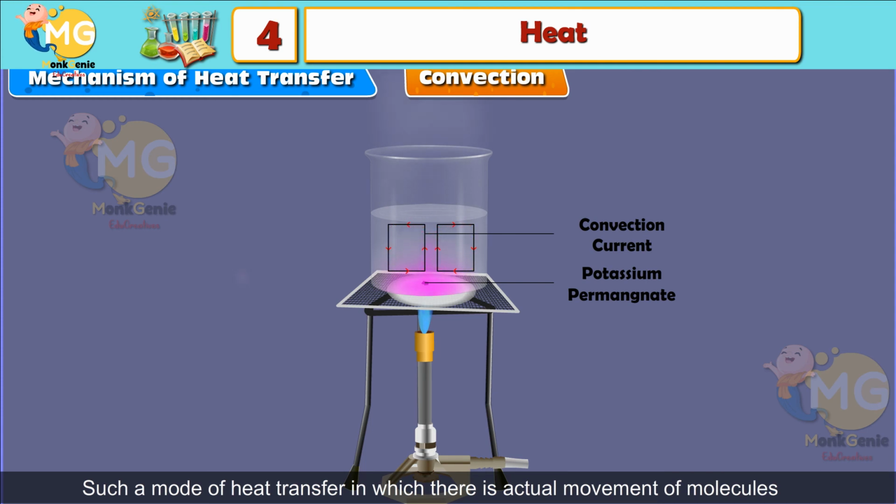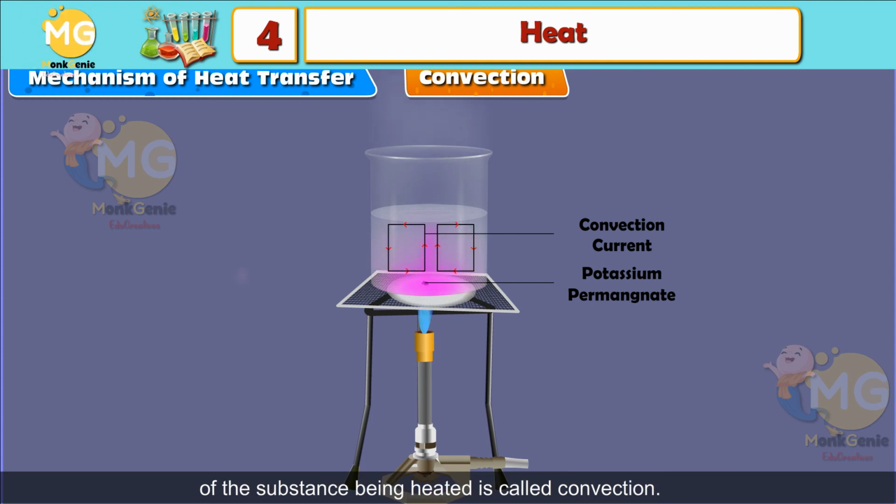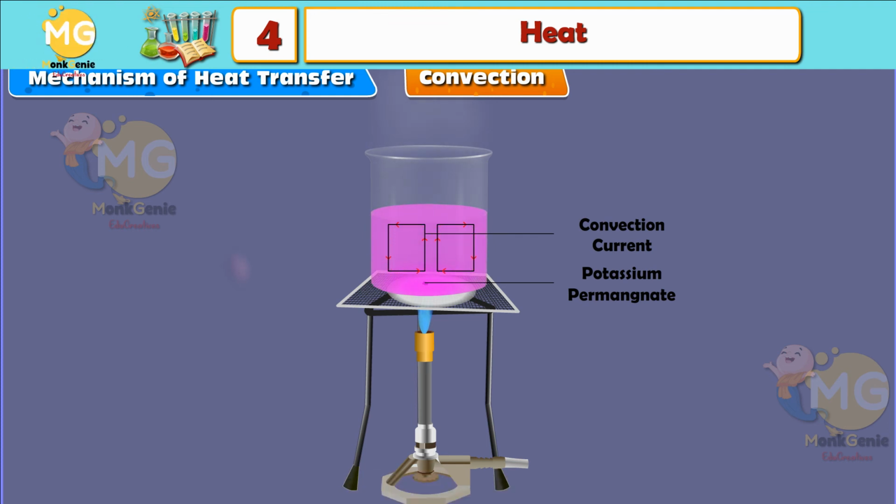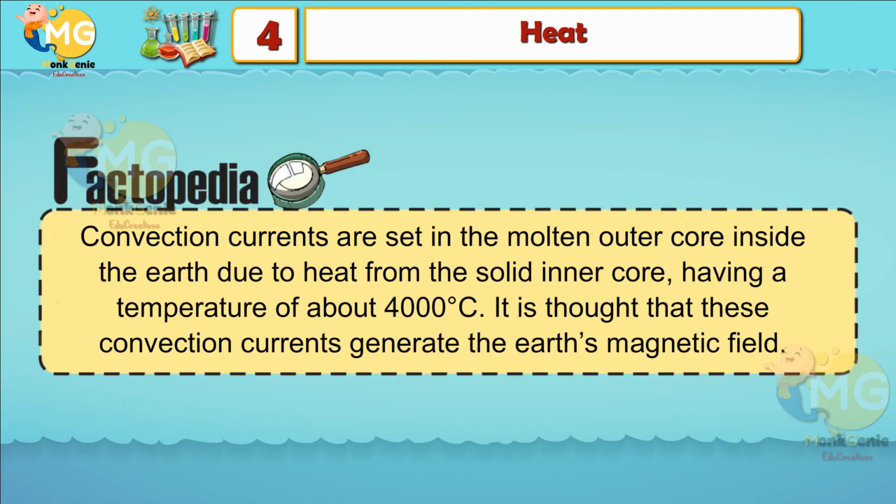Convection. A mode of heat transfer in which there is actual movement of molecules of the substance being heated is called convection. This method of heat transfer occurs in fluids, that is, liquids and gases.